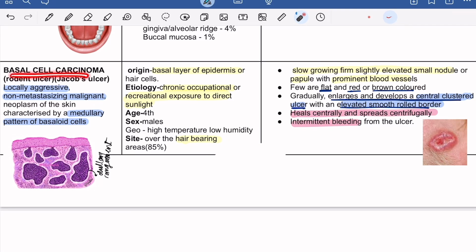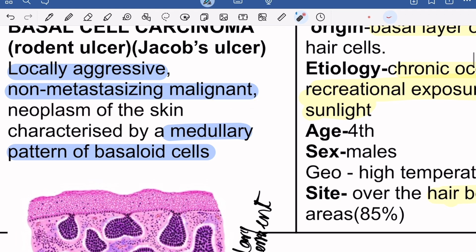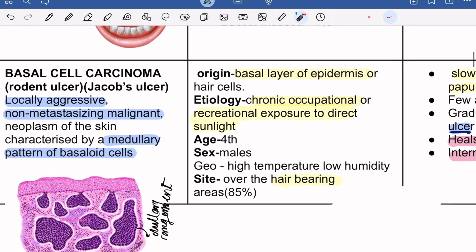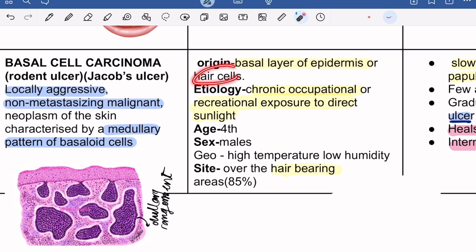Basal cell carcinoma, also called rodent ulcer or Jacob's ulcer, is a locally aggressive, non-metastasizing malignant neoplasm of the skin characterized by a medullary pattern of basaloid cells. It usually originates from the basal layer of the epidermis or the hair cells.